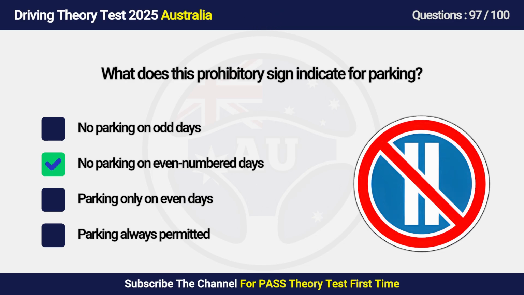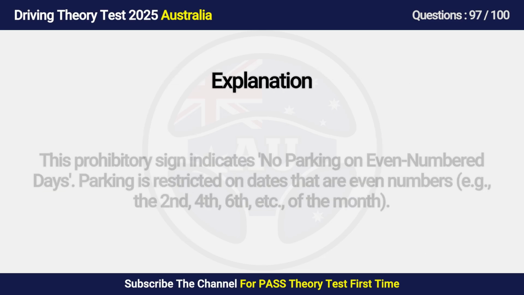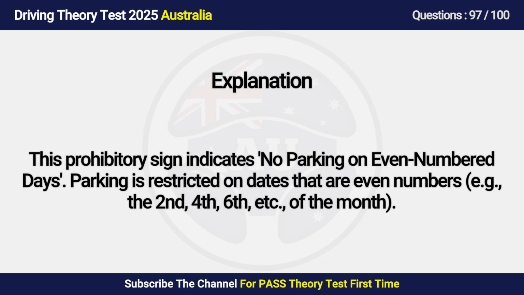Answer is B. No parking on days. This prohibitory sign indicates no parking on days. Parking is restricted on dates that are even numbers of the month.